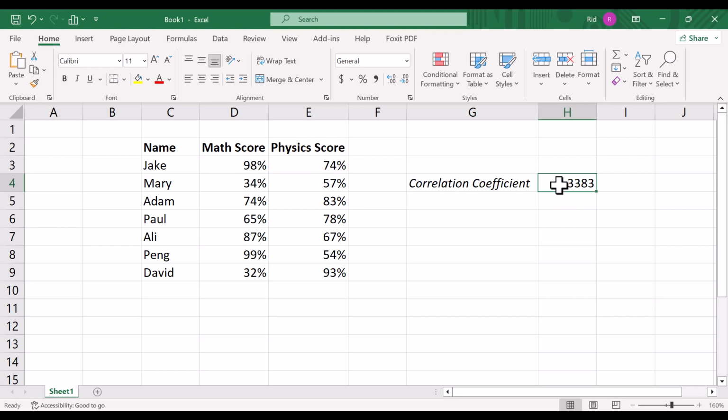Though this is a negative relationship, it is not that strong, because in correlation, any relationship above 0.5 or below -0.5 is declared to be a strong relationship, either positive or negative. So this is how you can perform correlation in Excel. Use the CORREL function. Thank you.